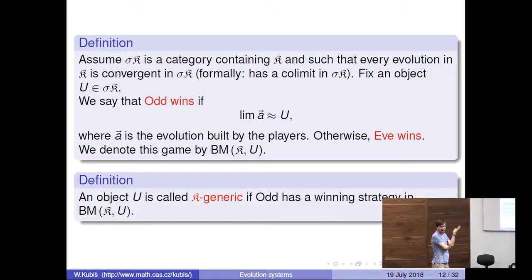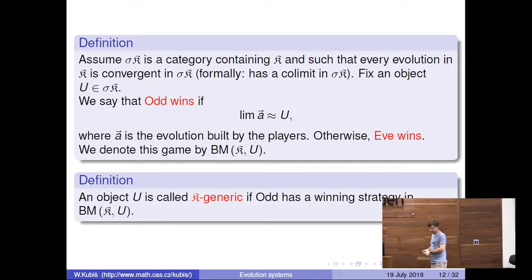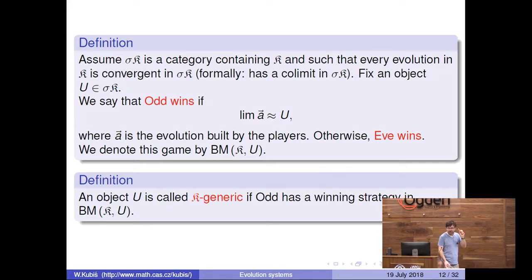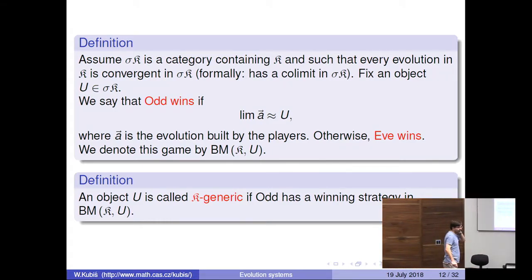This is simply a function which tells the player how to play, yes? So you have a finite sequence of arrows finishing with some index a_n where n is even, yes, if it is about the second player. And it tells you what kind of arrow he should choose. So this is a strategy, yes, and it is winning if, no matter how Even plays, the resulting sequence will converge to something isomorphic to U.